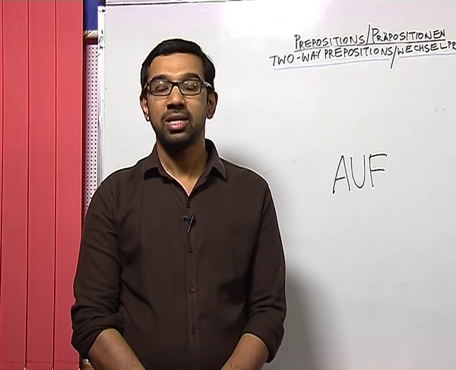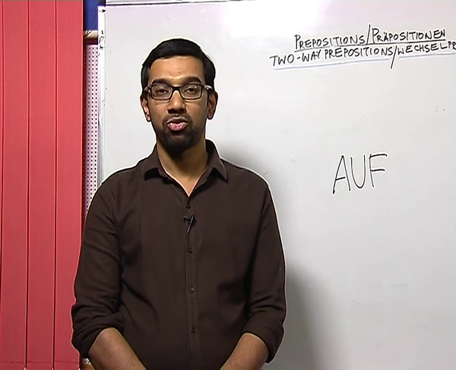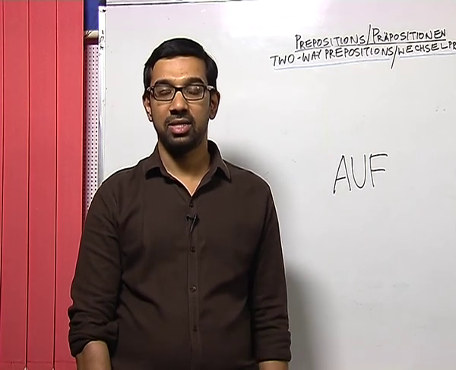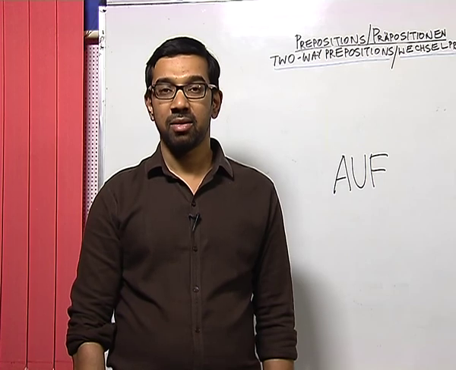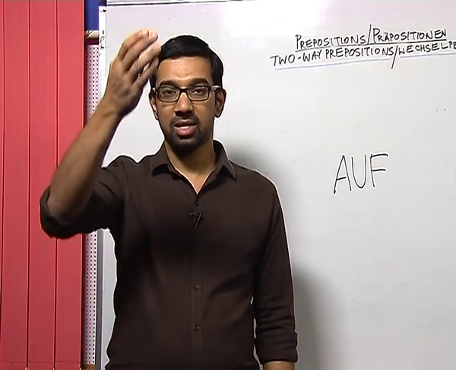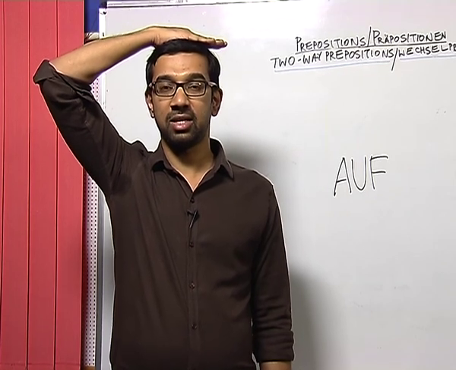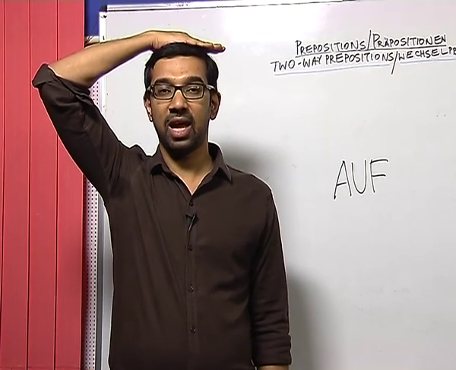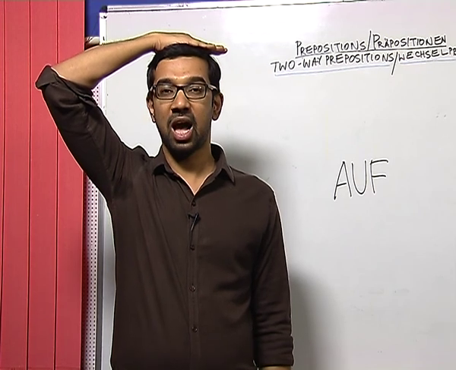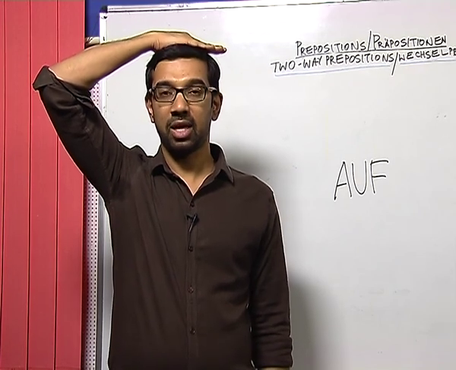Now, let us do the preposition auf. Auf is done like this. Please raise your hand and keep it on the top of your head. Touch your head with your hand. This is auf. Auf means on top of, etc.